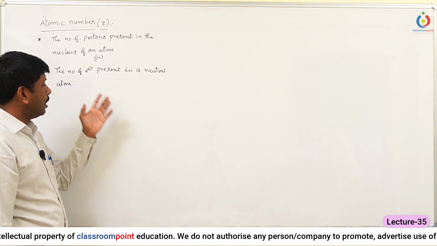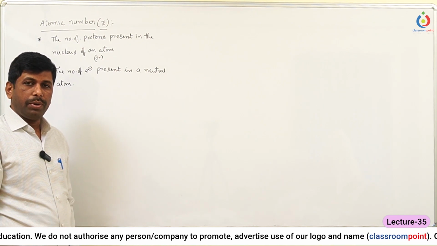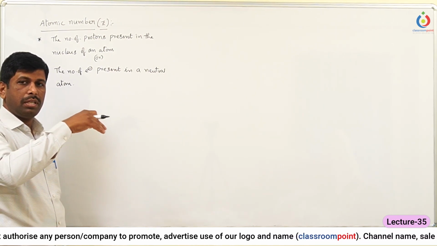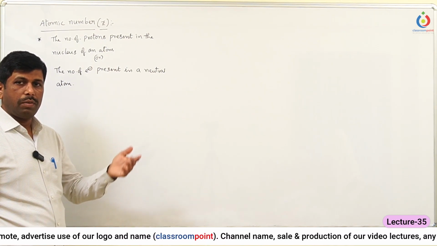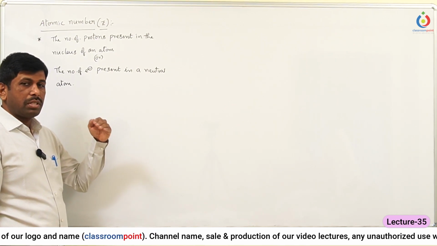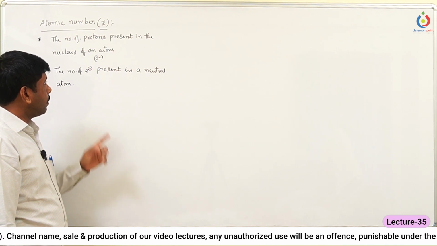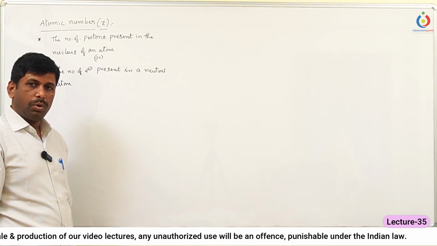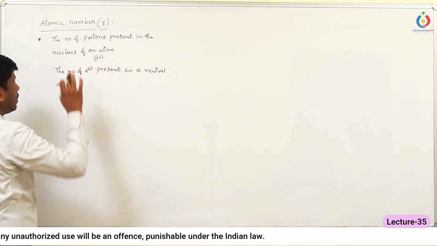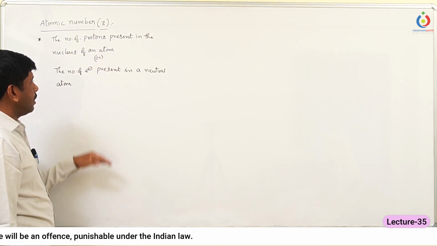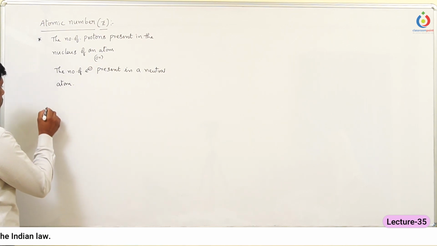The reason here is protons don't leave the nucleus. We know that protons are present in the nucleus, whereas electrons are present in the external part of the nucleus, that is, the outer side of the nucleus. So electrons can be lost or gained by an atom, but protons usually don't. So that's why defining the atomic number using the protons is the more accurate way instead of using the electrons. So let us take an example here.